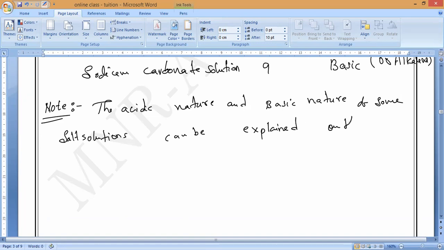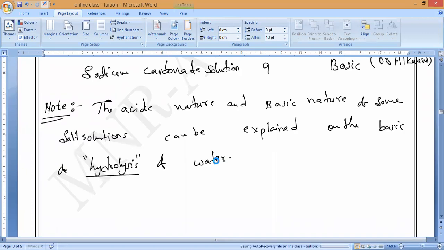Bhumika, Harini, respond, on the basis of what? On the basis of hydrolysis. Very important. Hydrolysis of water. That is what you have to remember. So here you have to remember, what do you mean by hydrolysis? That is my question. Anybody? What do you mean by hydrolysis?